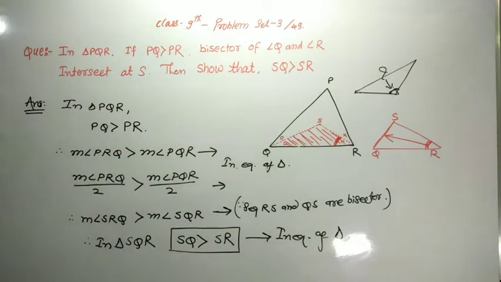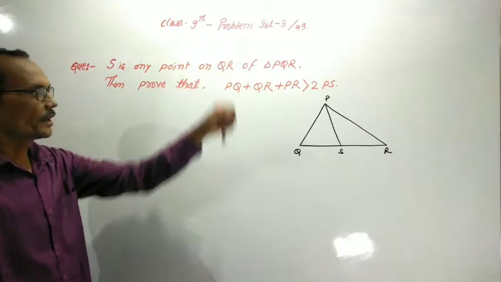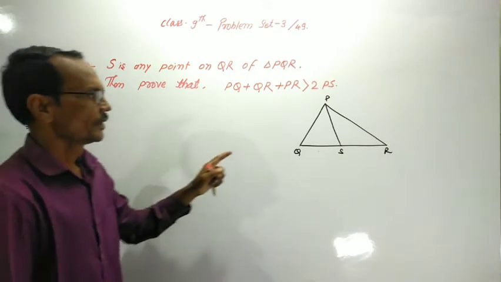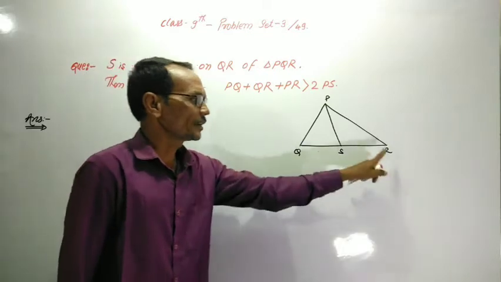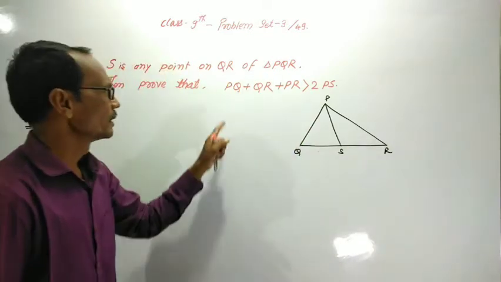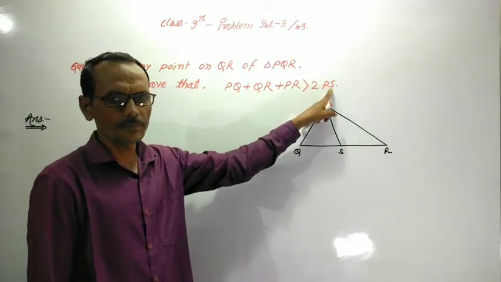Right now, for the class 9 problem set number 3, page number 49, the question is: in triangle PQR, S is any point on the side QR. Then we want to prove here PQ plus QR plus PR is greater than twice of PS.